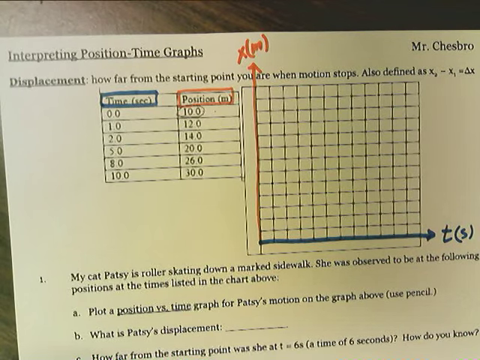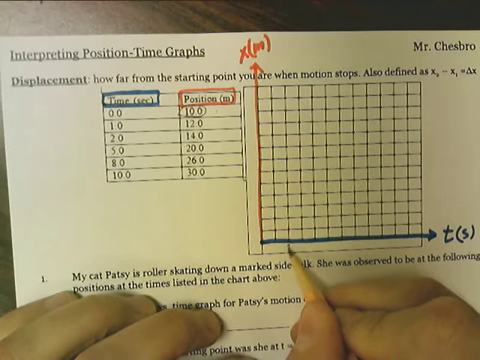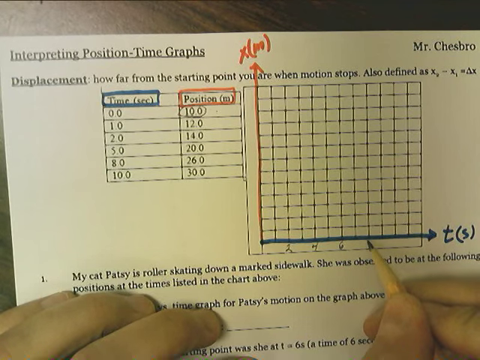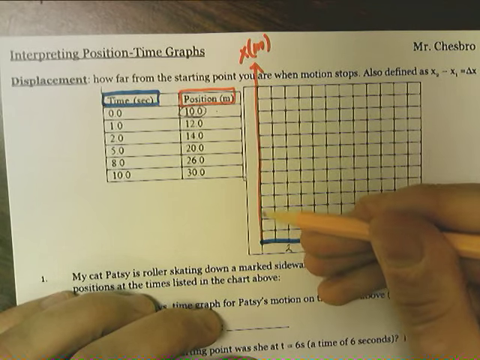So it looks like we're going to have to really understand what we're doing here to make sense of this trip of this cat on roller skates. So it says here to plot a position versus time graph for Patsy's motion on the graph above. Use pencil. Okay. I'm going to scale the time axis quickly here. You don't have to label every single marker like you did in 7th grade. And I'm going to go up here, and it looks like if I go up by 5s, I'll make it.